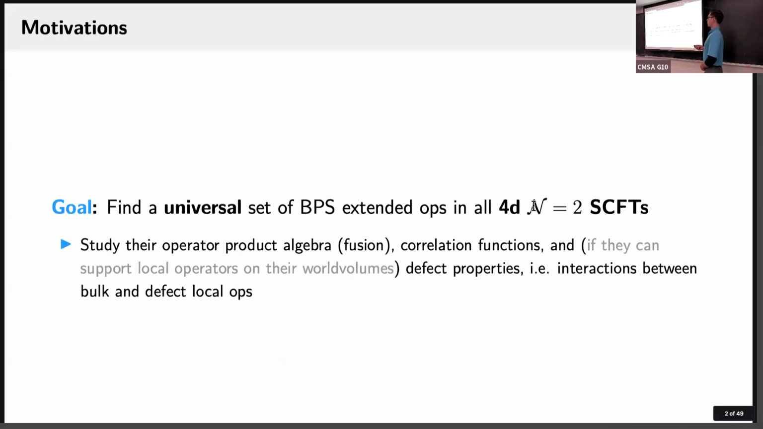Okay, so let me start off with some motivations and goals for this project. Our whole goal here is to basically find a universal set of BPS extended operators that exist in all 4D N=2 superconformal field theories. And in particular, assuming that we can actually accomplish this goal, we then want to study their operator product algebra, i.e. their fusion. We want to study their correlation functions with themselves and perhaps with local operators. And if they're of the defect type of extended operator, we want to study their defect properties, i.e. their local operator algebras that only have support on the worldvolume of the defect. And if they are of this particular type, we then want to study the interactions that take place between the local operator algebra and these defect local operators.